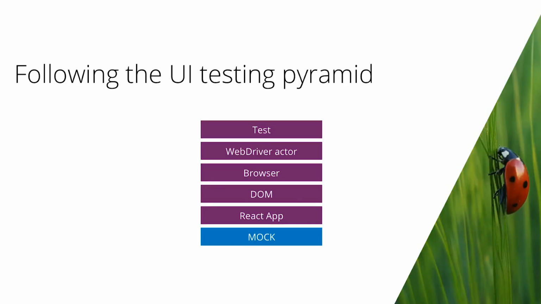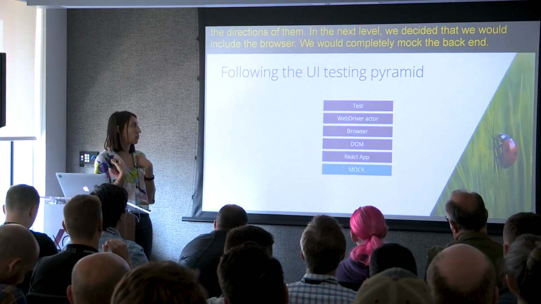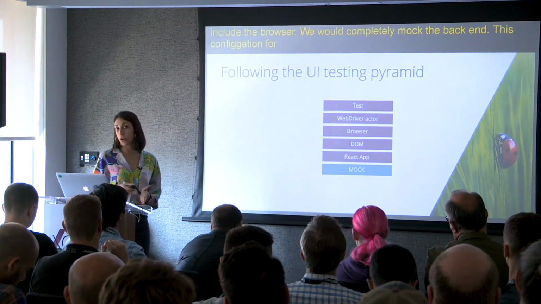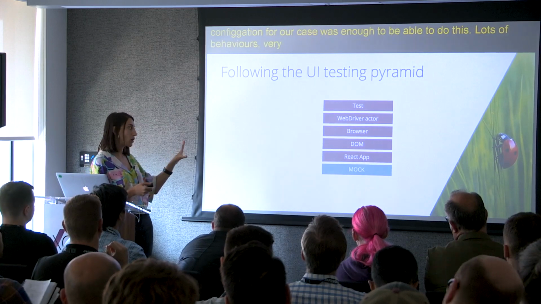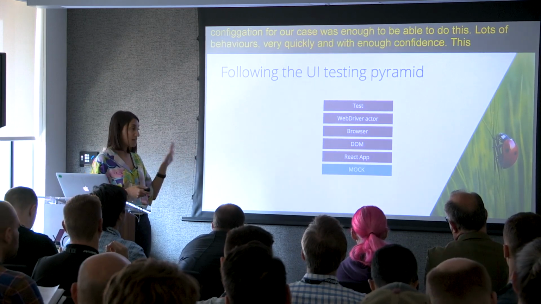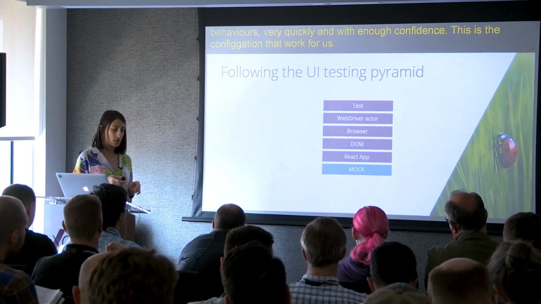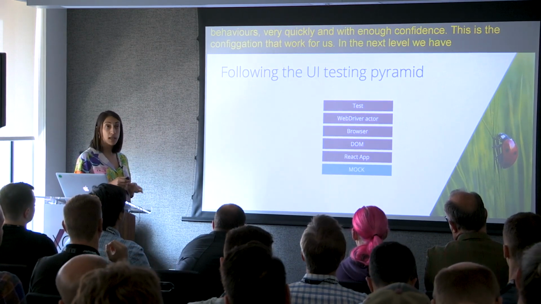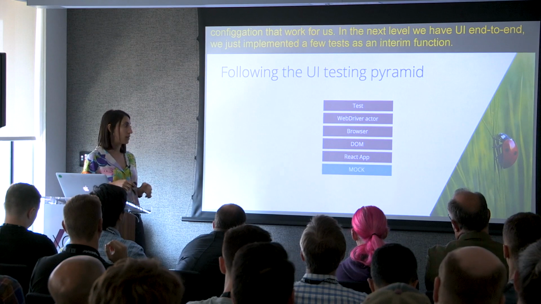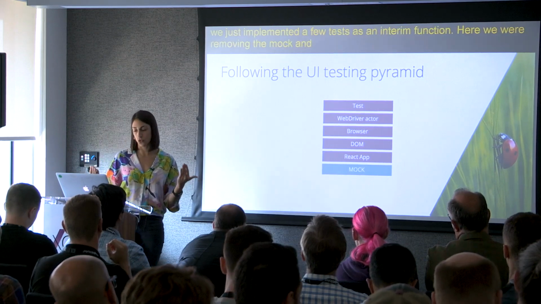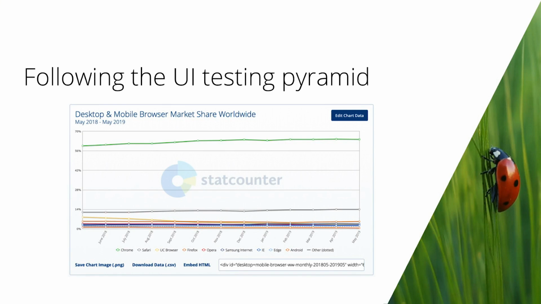In the next level, integration level, we decided that we would include the browser, but we would completely mock the backend. And this configuration, for our case, was enough to be able to test lots of behaviors very quickly and with enough confidence. So this is the configuration that worked for us. Then, in the next level, we have UI end-to-end. So we just implemented a few tests in an end-to-end fashion. And here we were removing the mock and interacting with the real services, which were two.